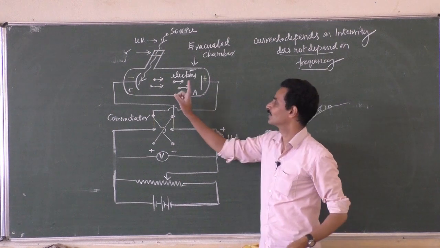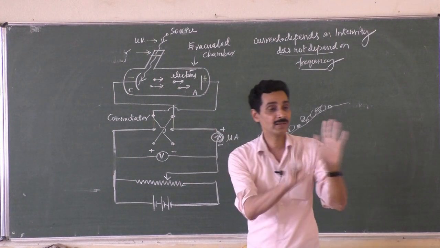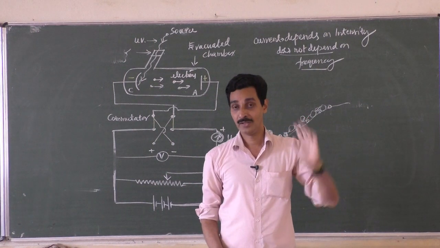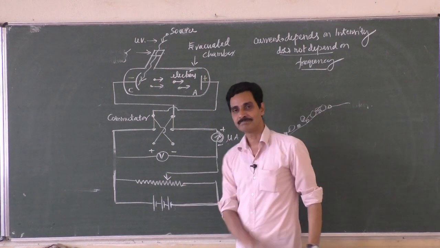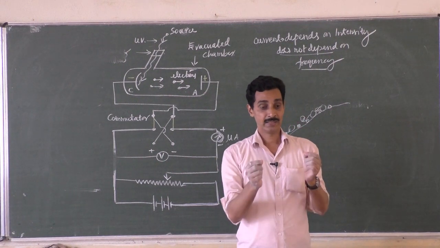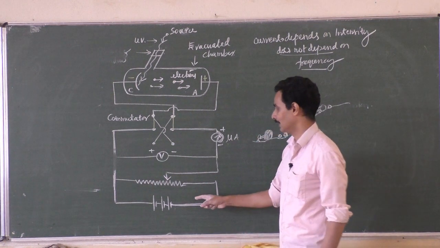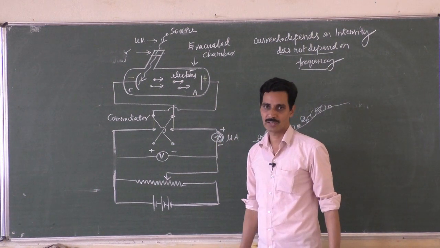Similarly, if you want to stop these electrons, who will stop them now? Shall we stand here and stop all the electrons like this? Not possible. Who will stop them? Battery. The battery will do it. What the battery has to do is, you have to reverse the battery. When you reverse the battery, you can stop the electrons which are moving, right?